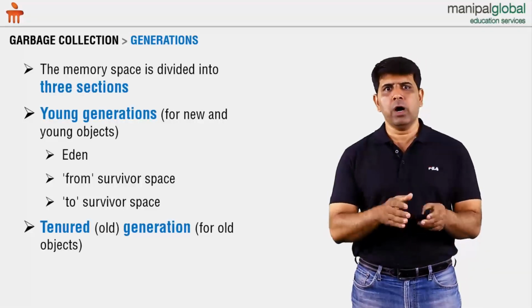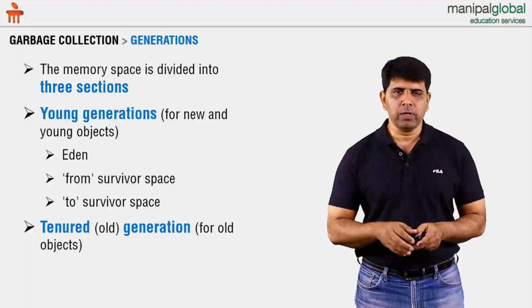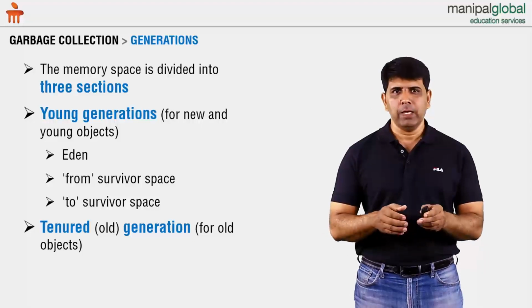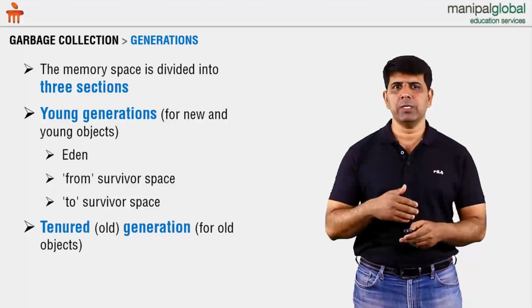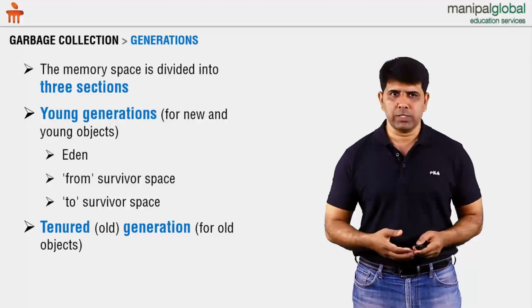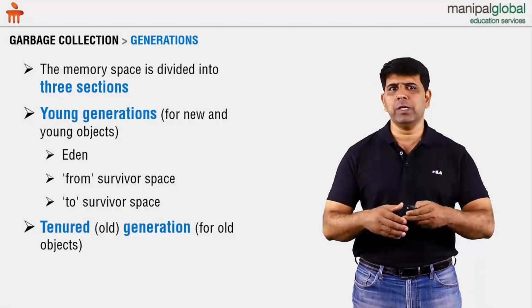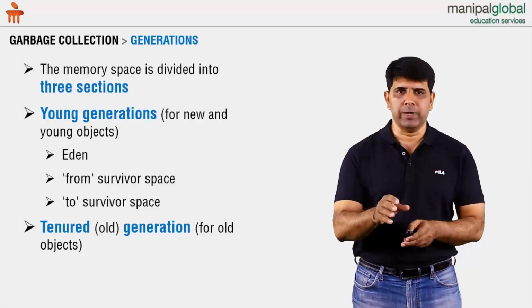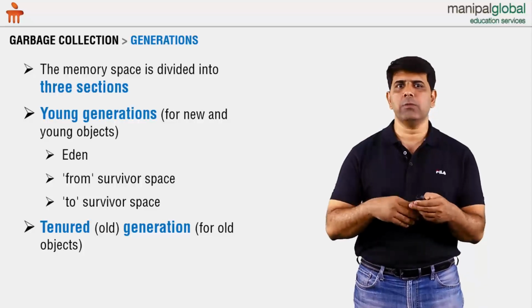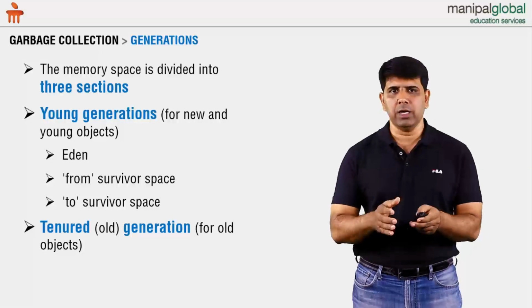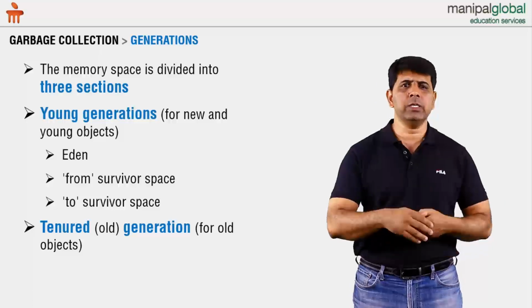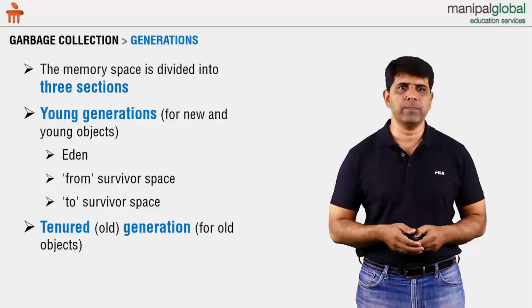So tenured or old generation, this is for older objects. Now what do you mean by older objects? If an object survives multiple garbage collection processes, that means they tend to live longer. So after certain times, for example, if it has survived more than 8 or 9 garbage collections, then they will be moved as an old object and they tend to live a much longer period in time.